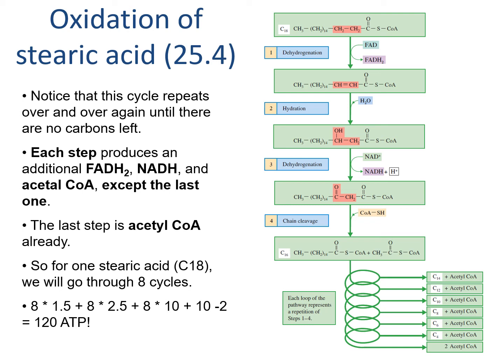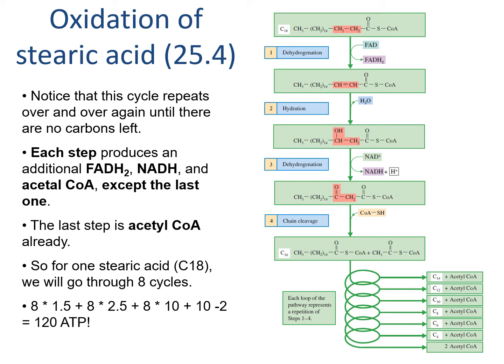We can calculate this total energy yield for any saturated fatty acid as long as we can figure out how many beta oxidations occur. Since each beta oxidation consumes 2 carbons, we take the total number of carbons, in this case 18, and divide by 2. For stearic acid, this gives us 9. 18 divided by 2 is 9.